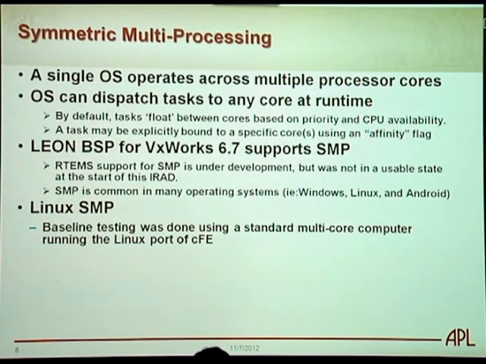Symmetric multiprocessing is a single operating system for all cores. The OS dynamically assigns tasks to run on whatever core is available based on task priority and CPU affinity, meaning you can choose which cores the process may or may not run on. The Leon BSP for VxWorks 6.7 supports SMP, and that was our primary use case for this IRAD. Linux also supports SMP, so CFE is also capable of being run on a Linux system for development, so we also extended it to run SMP on Linux for testing.